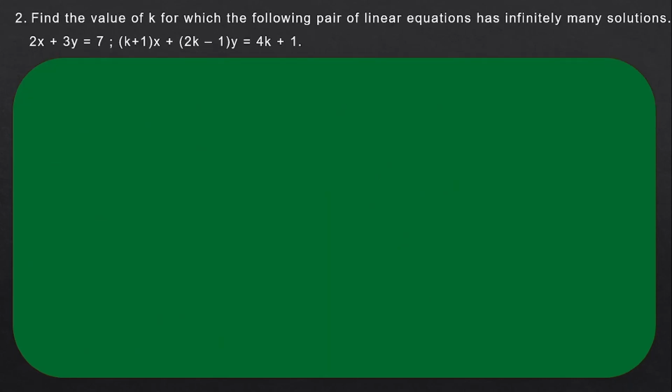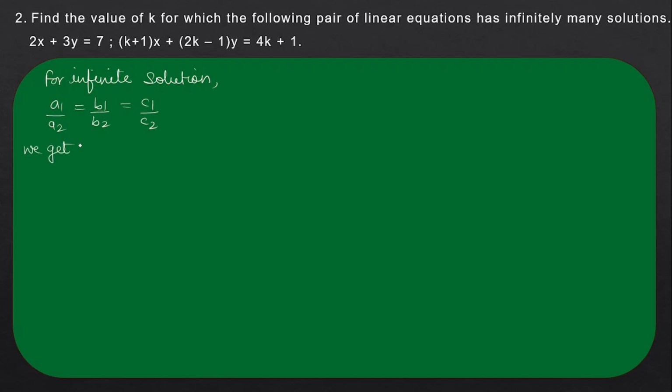The next question says, find the value of k for which the following pair of linear equations has infinitely many solutions. The equations given are as follows. Now, first of all, for infinite solution, the condition is a1 by a2 is equal to b1 by b2 is equal to c1 by c2. So how do we start? We start by first writing down the values of a1, b1, c1 and a2, b2, c2.